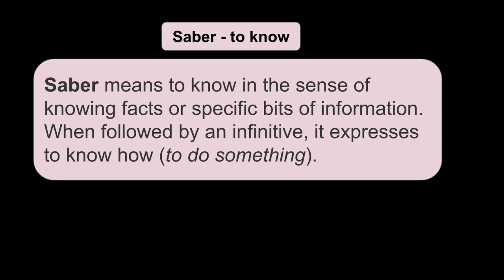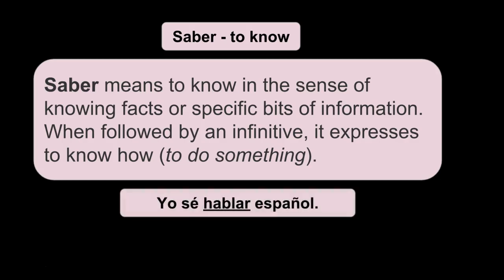So we'll talk about when you use them. So saber means to know in the sense of knowing facts or specific bits of information. When followed by an infinitive, it expresses to know how to do something. So I know Italian. Yo sé italiano. I know how to speak Italian. Yo sé hablar italiano. So the example I have here is español. So yo sé hablar español. I know how to speak Spanish. So that's what it was talking about in the second half when you express knowing how to do something.